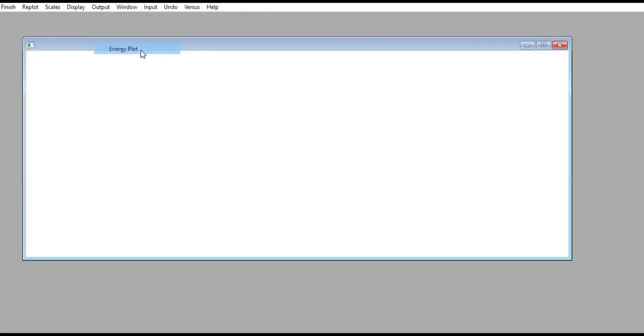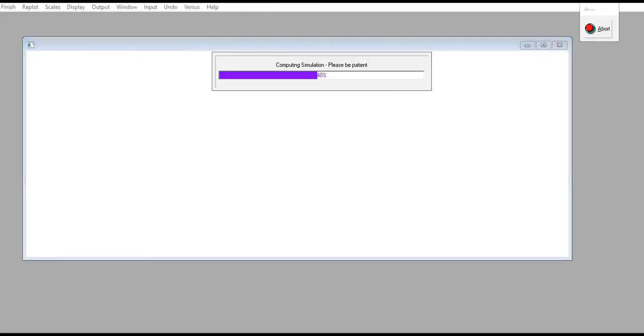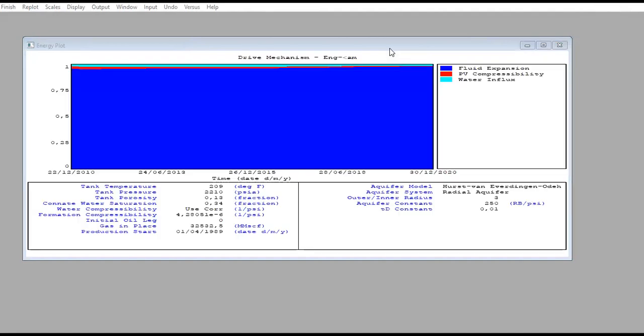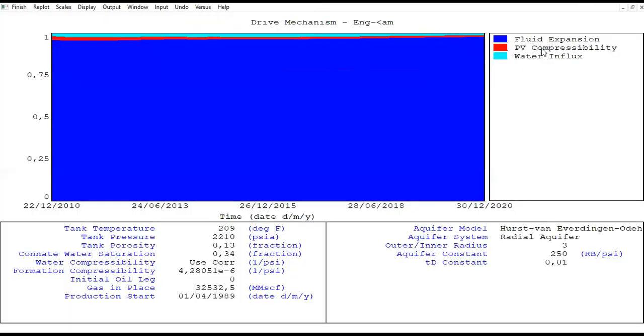And then the energy plot. Okay, right, you can see, actually, the water influx is not very strong, so you can see that the P over Z is quite linear. Pore volume compressibility is also a minority. Okay, and of course, the fluid expansion is the majority, the dominant driving mechanism.